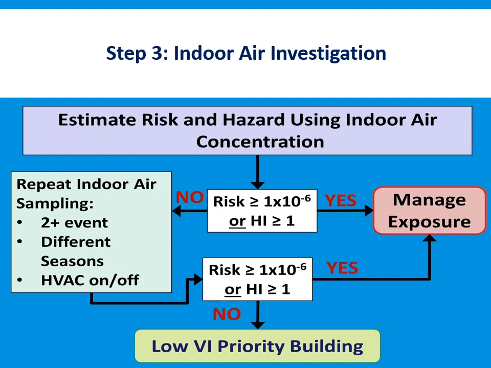If the indoor air concentrations are below screening levels, then the sampling should be repeated so that the temporal variability of the indoor air concentrations can be evaluated. This may require more than 2 sampling events. Sampling events should be done at different seasons. Also, practitioners should consider sampling the indoor air with the ventilation system off and with the ventilation system on. Again, this may require more than 2 sampling events.